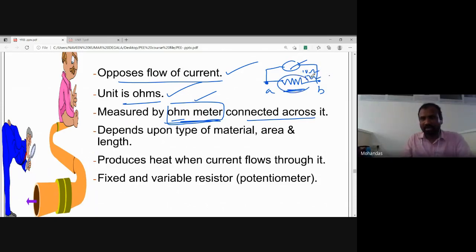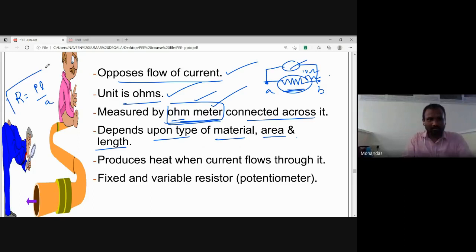Based on the property of the material, that will be measured by the ohm meter. And it also depends upon the type of the material, the area of the material, and the length of the material also, because R equals the formula rho L by A, where L is the length of the material and A is the cross-sectional area, rho is the resistivity, the specific resistivity.